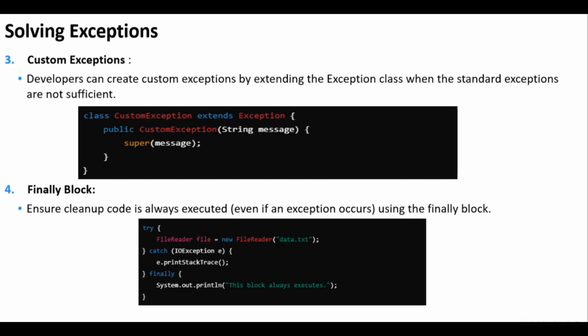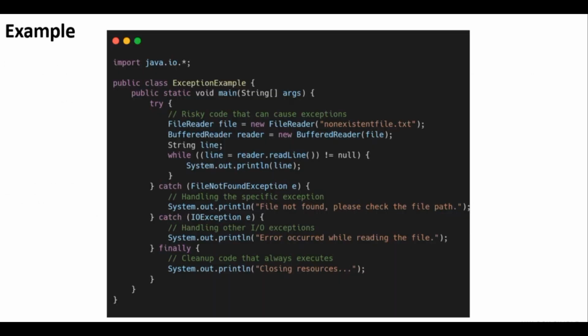And as I already said, there will be a finally block. If we have any code that has to be run whether an exception occurs or not, we can put that code in a finally block so that it will run even if the exception occurs. So this is an example of exception handling.